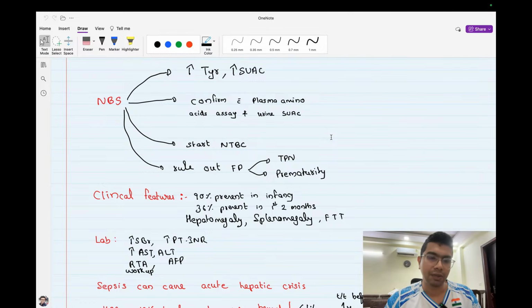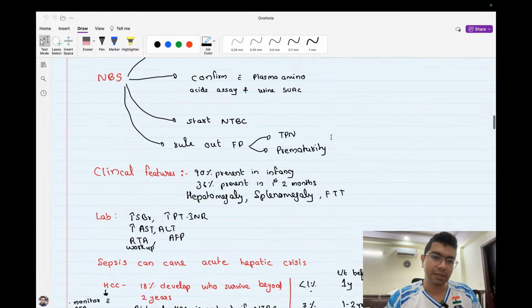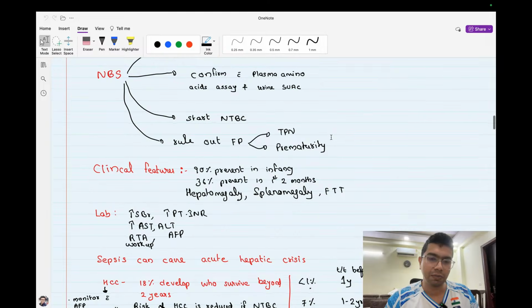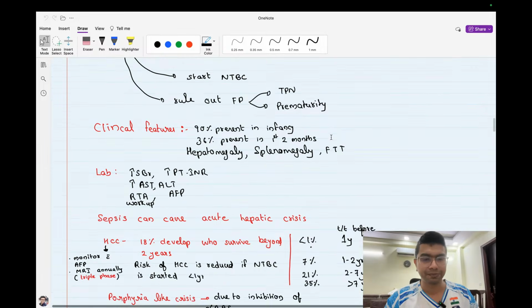If it is positive, if the confirmation is done, we can start nitisinone, which is also known as NTBC. The advantage of starting nitisinone in early life itself is that the risk of hepatocellular carcinoma, the dreaded complication of tyrosinemia, decreases to 1%. And always there is a caveat that tyrosine is high in prematurity and in those children who are on TPN. So always consider these as possible false positive causes.